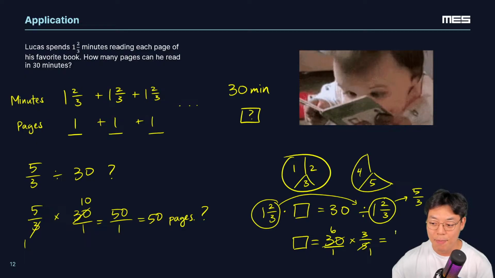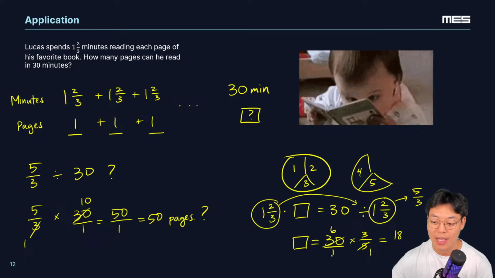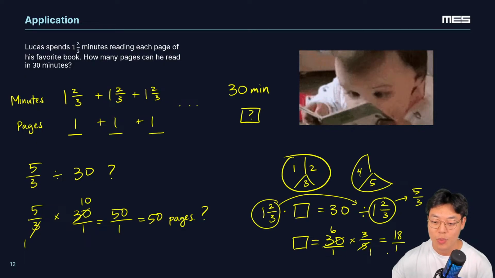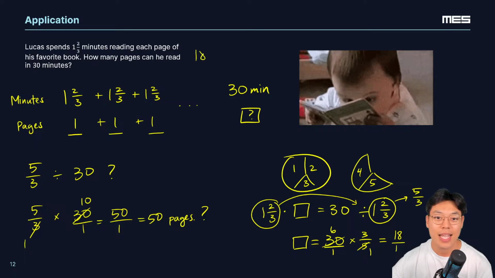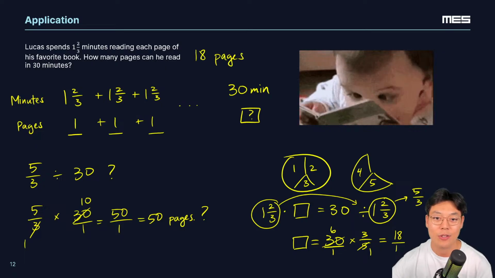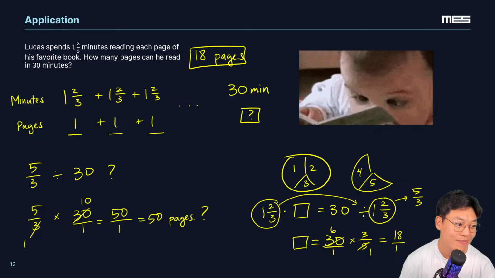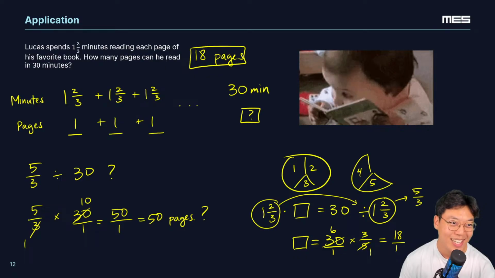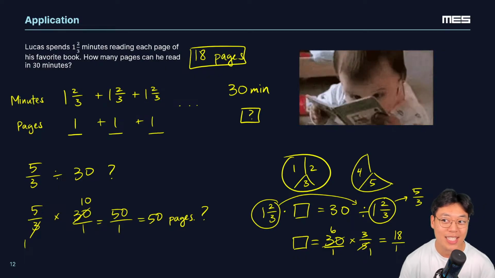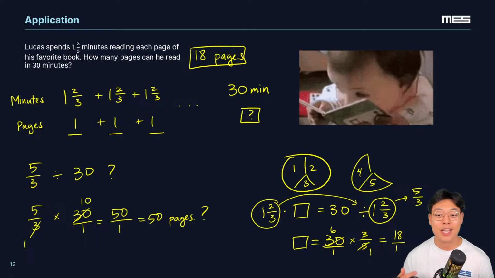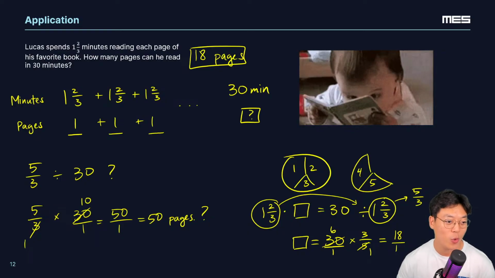We have 6 times 3, which is 18, and 1 times 1 is just 1. So we know we have 18 pages read by Lucas at the speed that he is going. Great. That was our application problem for today. This lesson would be in our very first module when the course starts.